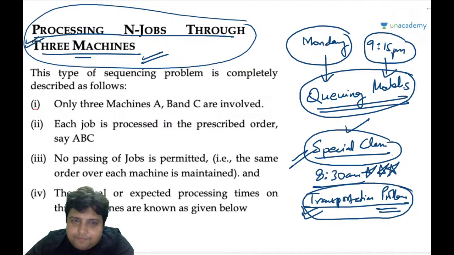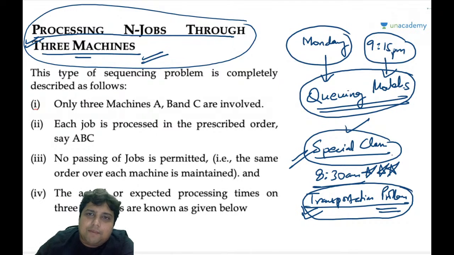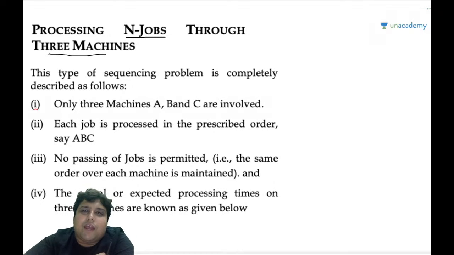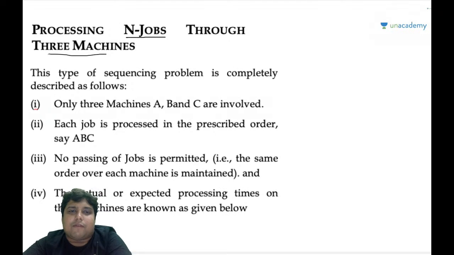So everyone has arrived. Let me move on. Now guys, in today's session we will be dealing with n jobs through 3 machines. Up until now we have done n jobs through 2 machines. Now we will be performing n jobs through 3 machines. Let me be very frank: there has not been a single incident when this n job 3 machine problem has come in the GATE examination.